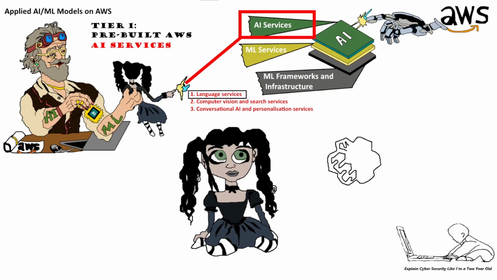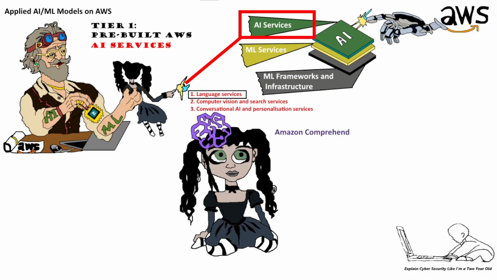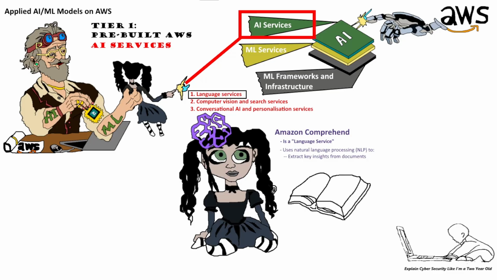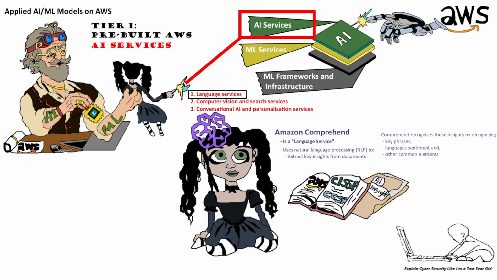And the first type of language service I wish to discuss is known as Amazon Comprehend, which uses natural language processing (NLP) to extract key insights from documents. And such documents could be your CISSP, CCSP, or even your AWS Cloud Practitioner exams. And the way the Comprehend AI service works is by recognizing key insights in documents through key phrases, language sentiment, and other common elements. And as for use cases of Amazon Comprehend, this could be content classification, customer sentiment analysis, or even compliance monitoring, among many others.